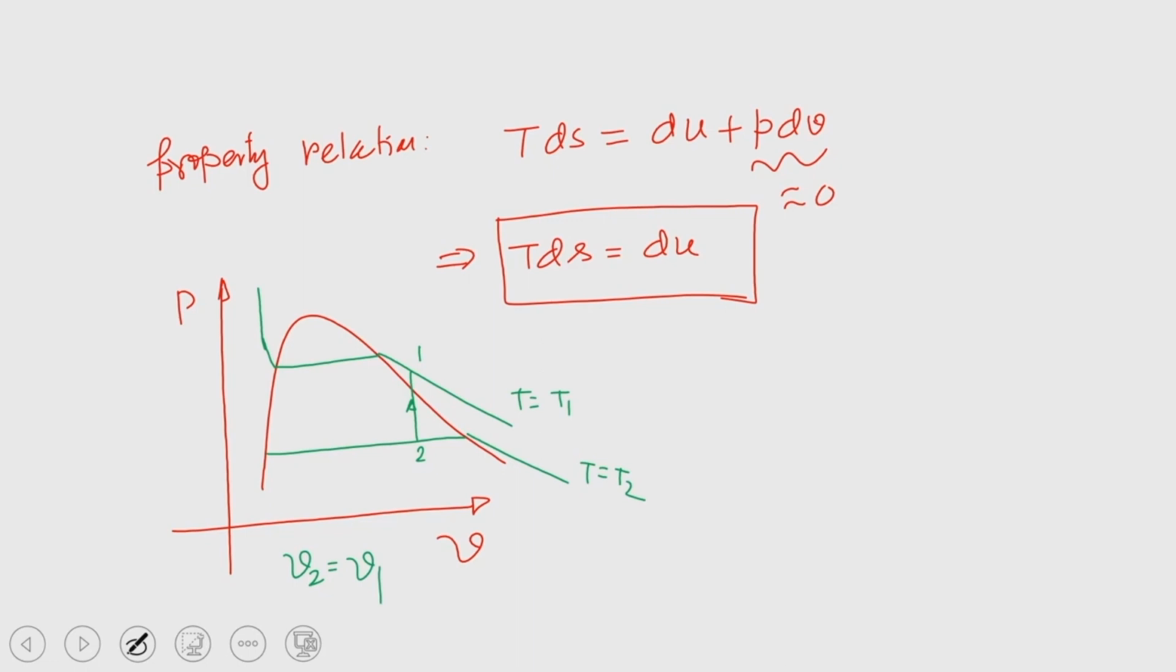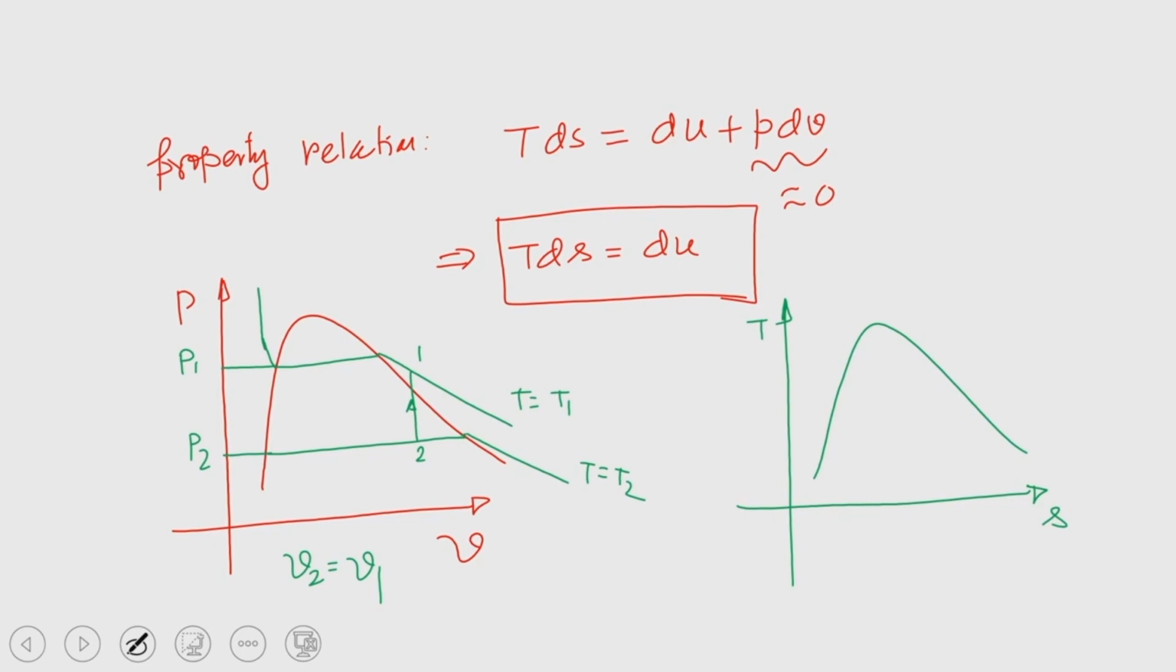So, we have to map this process in different thermodynamic planes. Maybe this is P2 and this is P1. You can see that pressure changes. If we try to map this particular process in TS plane, what would be the process of constant volume?